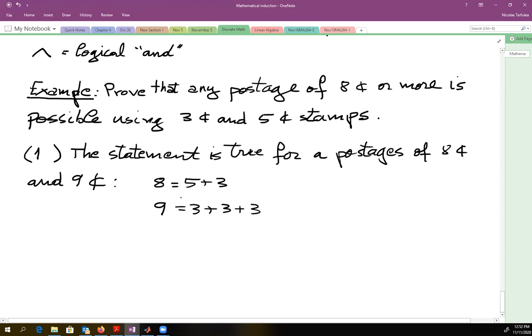We need to verify the statement. So this is S8, and this is S9. This is true, and the other one is also true. The proof is here in front of our eyes. Let's see why we need two verifications in the basis step.